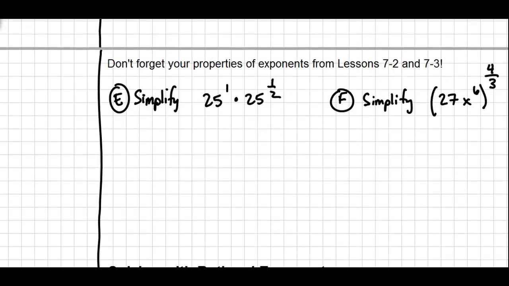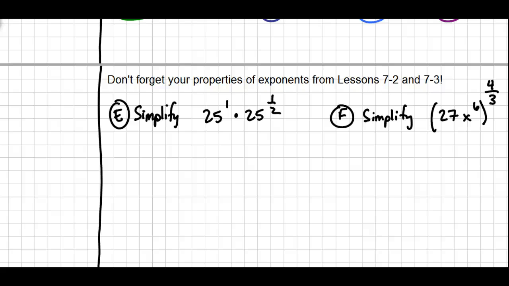Keep in mind that the exponent properties from lessons 7.2 and 7.3 don't disappear here. We can still use those. So if you look at this first example here, we've got 25 to the 1 times 25 to the 1/2. If this were just a 5 times a 5 squared, hopefully students know there that you would, since the bases are the same, you would add the exponents.